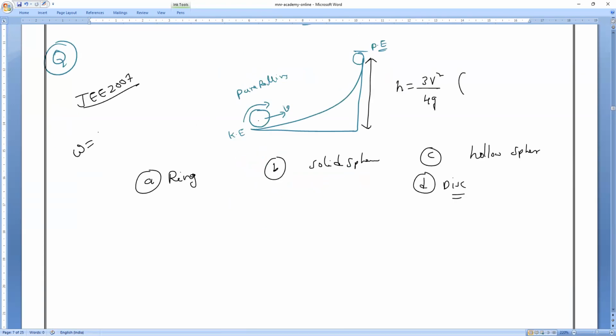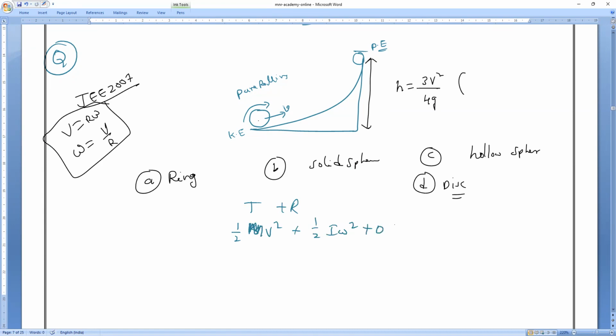Pure rolling means omega is equals to what? Anybody? Actually, v is equals to R omega. Omega is equals to what? Everyone, please respond. v by R. So already it is having a kinetic energy. So I will take initial kinetic energy as translation plus rotation, half m v square plus half I omega square, plus initial potential energy 0, which is equals to when it reaches this height.